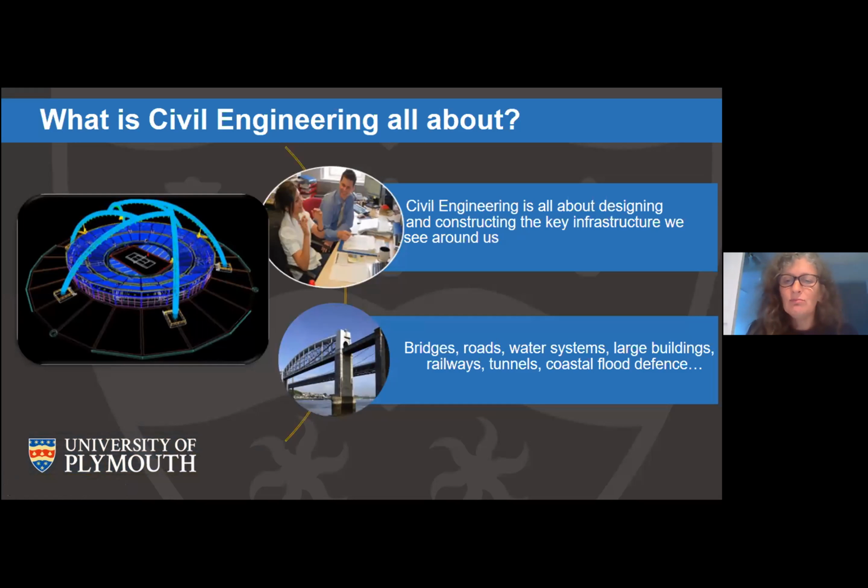So first of all, you've heard a lot about different types of engineering. I just want to give you an insight into what civil engineering comprises. So it's about designing and constructing key infrastructure that we see around us. And those might include bridges, roads, water systems, large buildings, railway tunnels, and coastal flood defences.